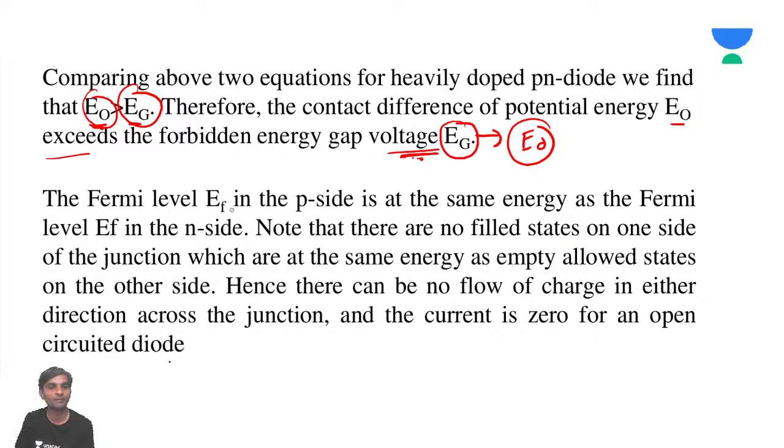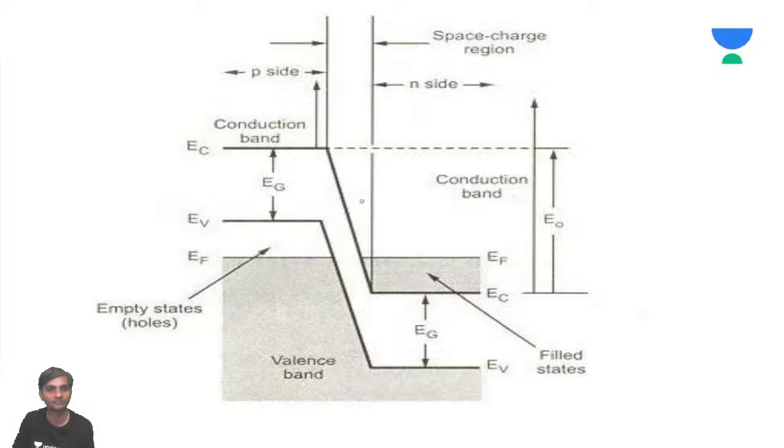Right? So the Fermi level EF on the P side is at the same energy level as the Fermi level on the N side. Note that there are no filled states on one side of the junction which are at the same energy as empty allowed states on the other, and there can be no flow of charge in either direction across the junction. See what it is talking about.